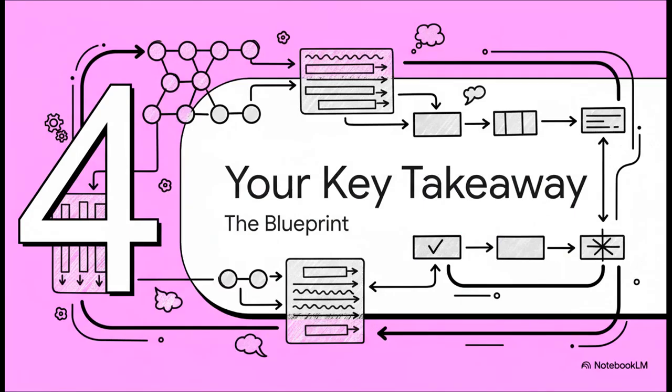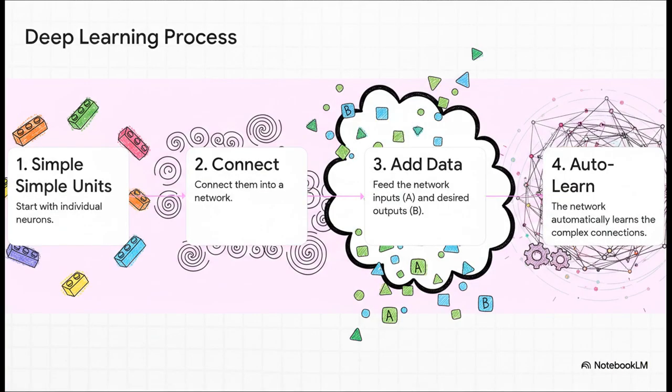Okay, let's pull all this together. Let's make a clear, simple blueprint. How does this whole process actually work from start to finish? It's really just 4 steps. 1, you start with those simple units, our Lego bricks. 2, you connect them all up into a network. 3, you feed that network a ton of data, all your inputs, point A, and all the correct outputs, point B. And then 4, the magic step, the network itself just automatically tunes all its internal connections until it learns the complex pattern between A and B.